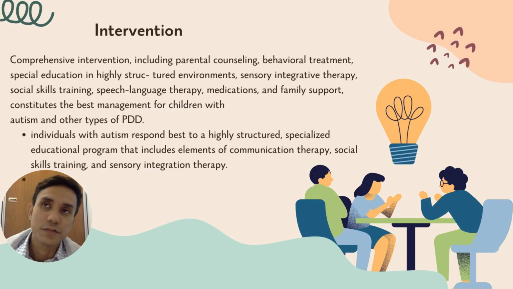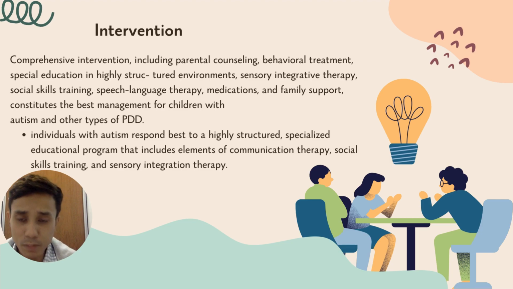All right, interventions for ASD, autism spectrum disorder. Comprehensive interventions, including parental counseling, behavioral treatment, special education in a highly structured environment, sensory integrative therapy, social skills, speech language therapy, and family support, constitute the best management for children with autism and the other types of PDD. Individuals with autism respond best to a highly structured specialized educational program that includes elements of communication therapy, social therapy, language therapy, and sensory integration therapy.